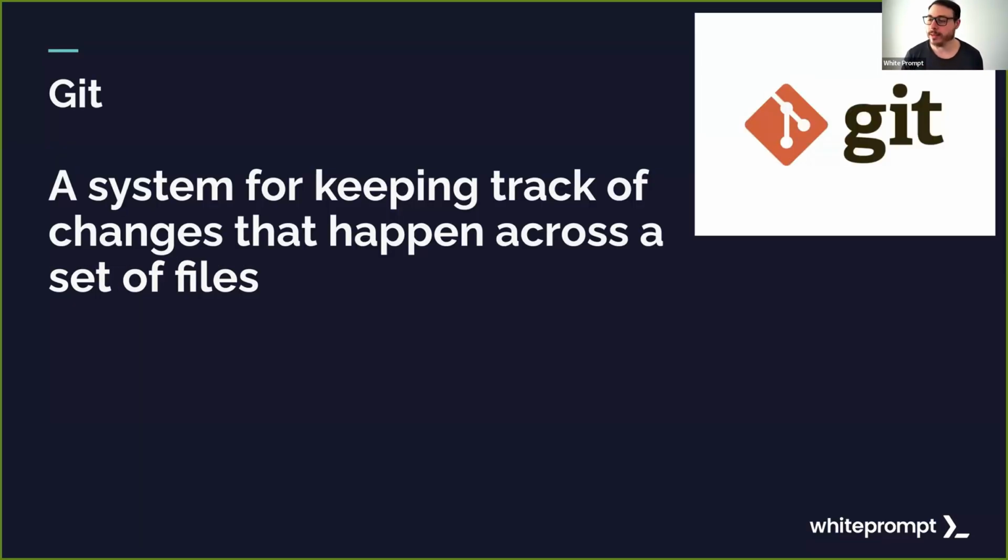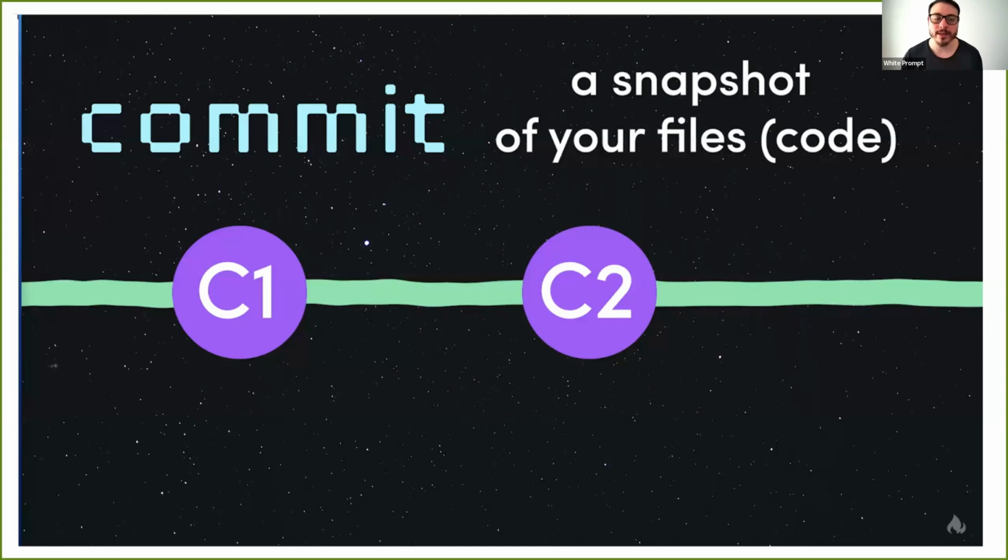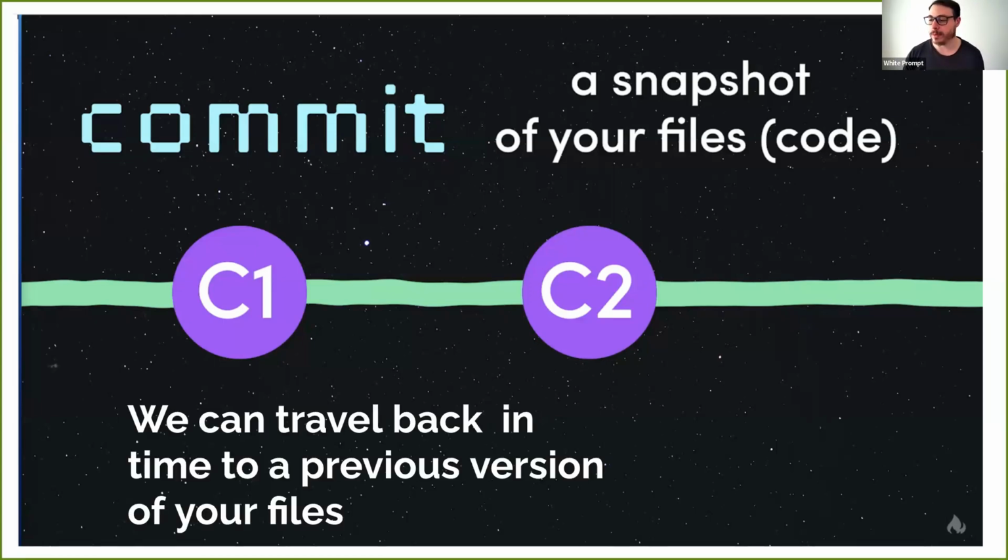So Git is a system for keeping track of changes that happen across a set of files. As we work on a project, we can take snapshots of our files that are called commits, and each Git commit has its own hash and knows its parent. So this allows us to travel back in time to previous versions of our files.